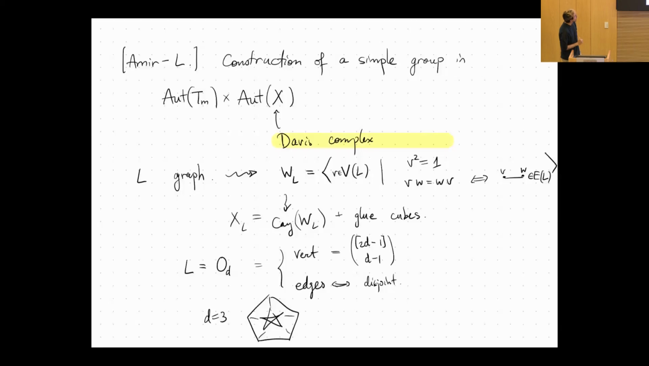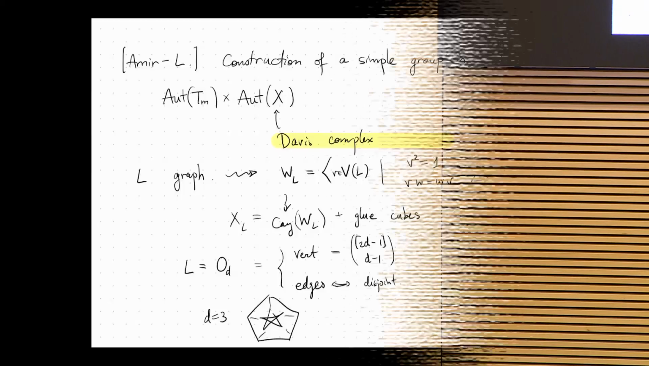So what we did, we looked at this graph. You build the Davis complex of this graph. You plug it into this theorem, and as long as D is big enough and M is big enough, whatever, they have to be big enough, then you can actually build something that's simple. And I think I'll stop here. Thanks.